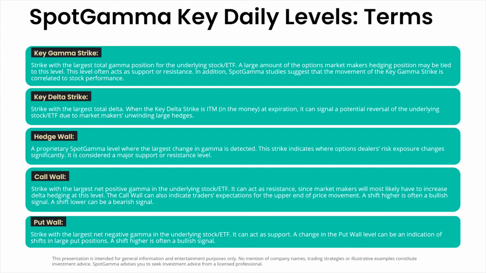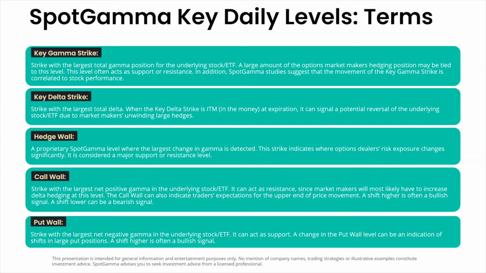First, I look at the key daily levels. These are updated daily. They're available in Equity Hub. They're proprietary to SpotGamma. The key gamma strike is the strike with the largest total absolute gamma position. The hedge wall is the level where the largest change in gamma is detected. It is considered a major support and resistance level.